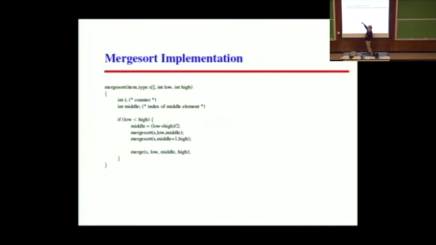And the important thing, as we showed on the board a few minutes ago, is that merging two arrays takes time proportional to the number of elements in that array. Merging two sorted arrays takes time proportional to the number of elements in that array. Any questions about that? Yes?